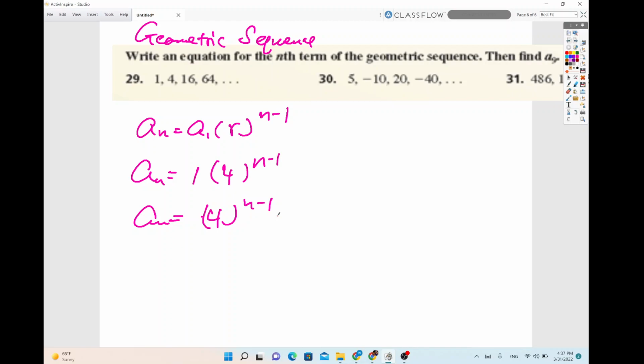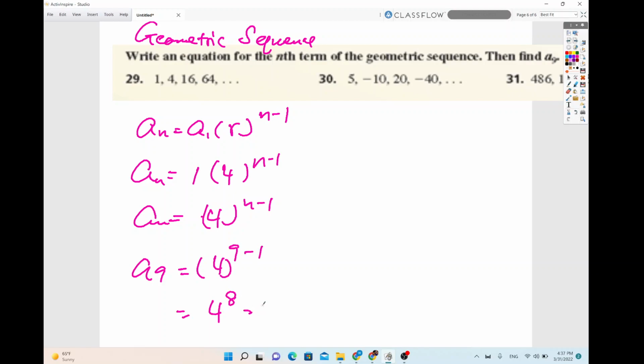So write an equation, that's what we did, and then find the nth term of the geometric sequence. That would be this one here. And then find a sub... Okay, let's see what that number is. Kind of blurry. So let's say that we want to find a sub 9. If that's a sub 9, then 4 to the power of 9 minus 1, so that'd be 8.